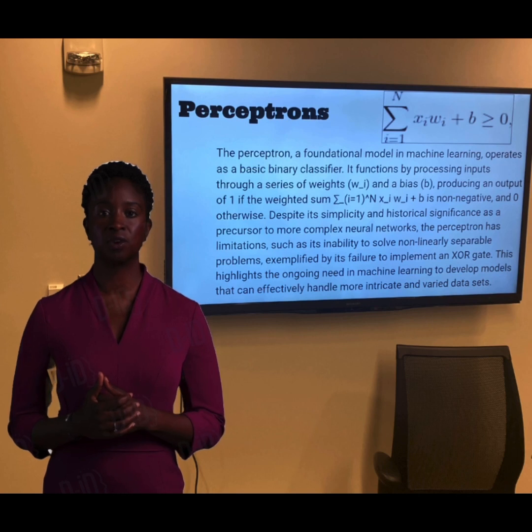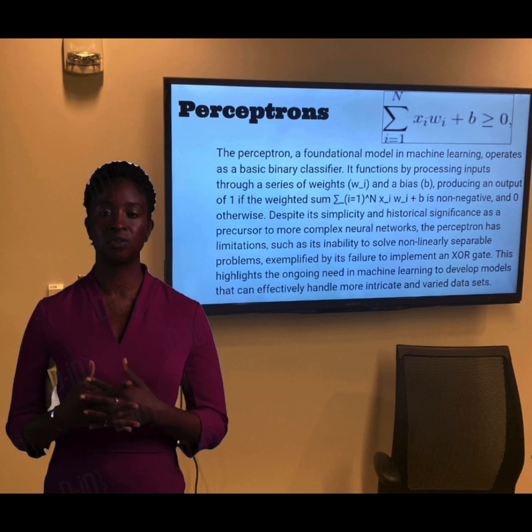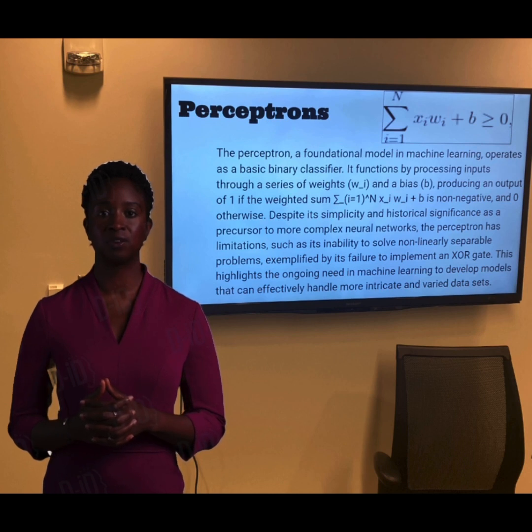Specifically, a perceptron takes n input values x1 through xn, each associated with a weight wi. An additional bias term b shifts classification. The perceptron sums the weighted inputs, sigma over i from 1 to n of xi wi, and adds the bias b. If this aggregate exceeds 0, the perceptron outputs a 1, otherwise outputting 0.